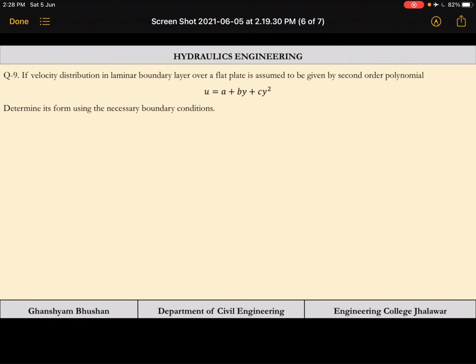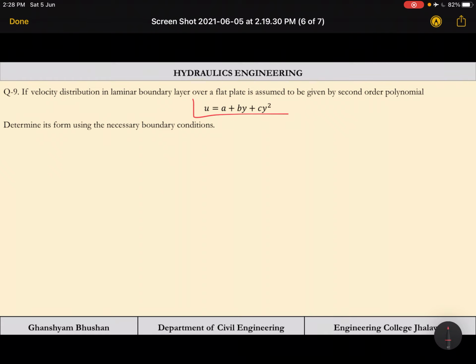So let us see the next example. We are taking a reverse example. Generally in boundary layer theory you will be given the velocity distribution and you have to calculate various quantities. Now we are calculating the velocity distribution itself. If the velocity distribution in a laminar boundary layer over a flat plate is assumed to be given by a second order polynomial, that means the highest order is y square, that is 2, so it is a quadratic equation. Determine its form using the necessary boundary conditions.